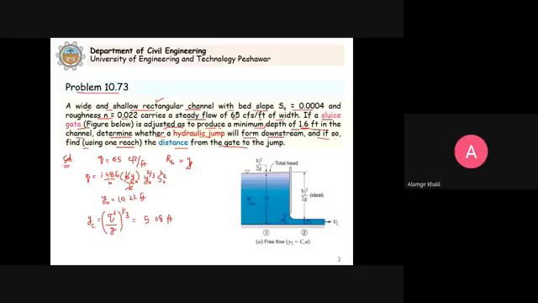Now you see that y naught is greater than yc. As you can see here, y naught is greater than yc. So what does it mean? It means that we have mild slope. Let me write it down here. When y naught is greater than yc, it means that we have a mild channel or mild slope.